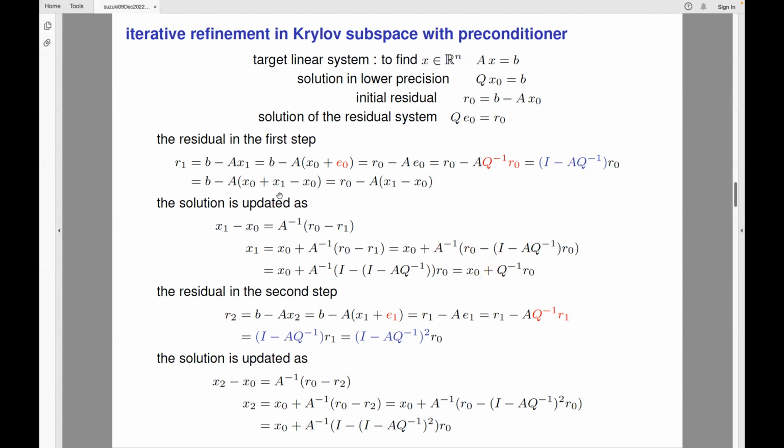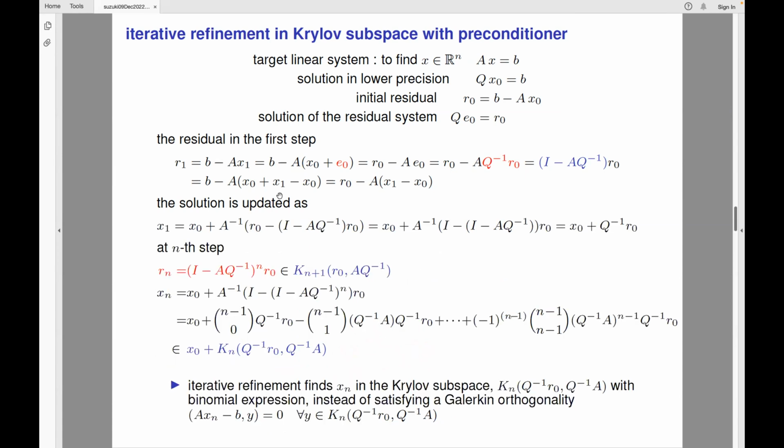Then I can apply the same thing in the second stage, so I just need to go faster. R2 is expressed by the operator (I minus AQ inverse) squared. A is the original matrix, and Q is the factorized matrix in row operation. So AQ inverse is almost 1, but of course there is a difference due to numerical error, so it is not 1. This is the understanding of iterative refinement in the operator sense.